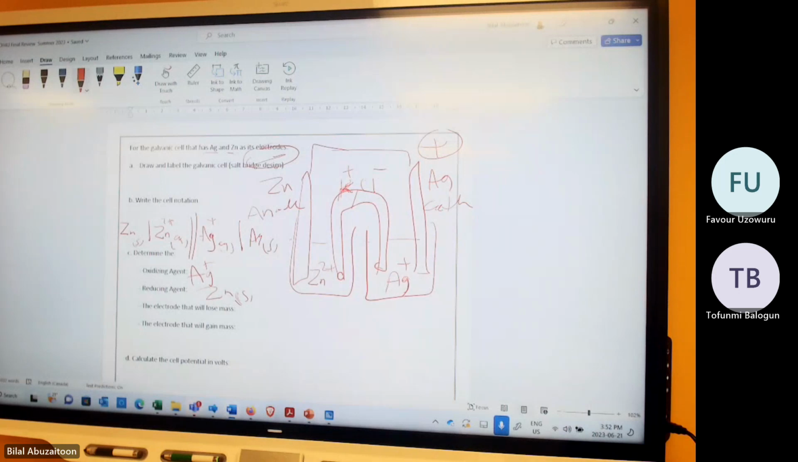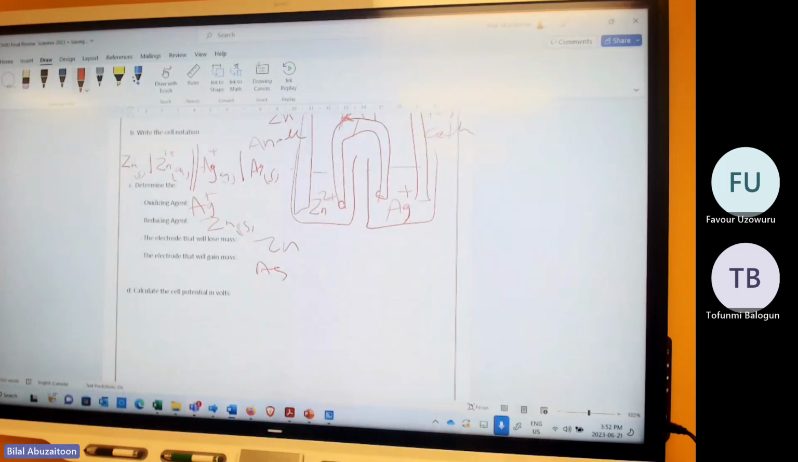Can you explain it in terms of the reactions? Okay, I will. The electrode that will lose mass is Zn. The electrode that will gain mass is Ag. Calculate the cell potential.